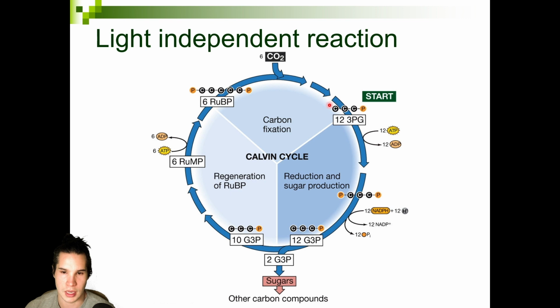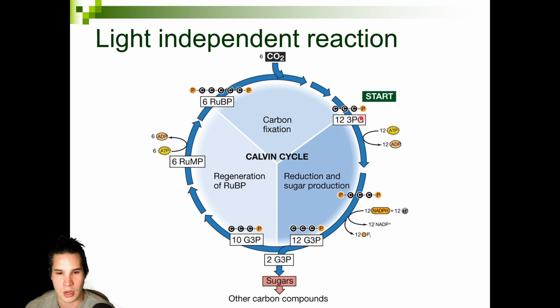So here we have a 3-carbon molecule, and in this case it's depicting that we have 12 3-carbon molecules, and that makes sense because if you have 6 5-carbon molecules and you fuse that together with 6 single carbons, you're getting 6 6-carbon molecules. You break those 6-carbon molecules in half, you make 12 3-carbon molecules. So here we make 3-phosphoglycerate.